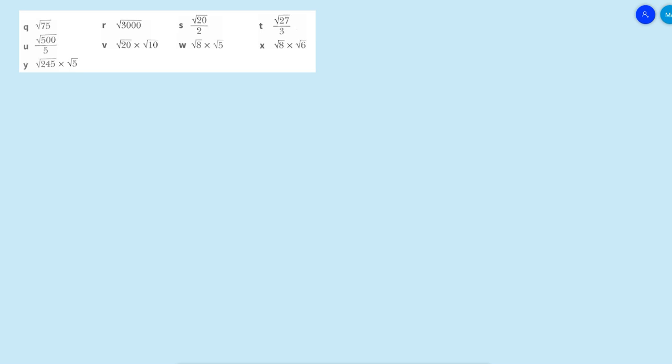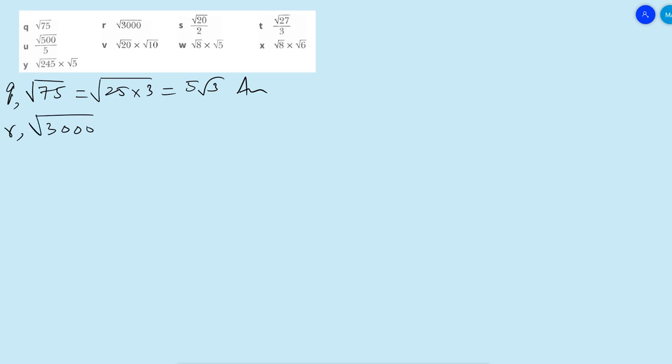Come to part Q. Part Q is root 75. 75 can be written 25 into 3. The square root of 25 is 5. So 5 root 3 is the answer. R. Root 3000. 3000 can be written 100 into 30. 100 into 30 is 3000. The square root of 100 is 10. 10 root 30 is the answer.